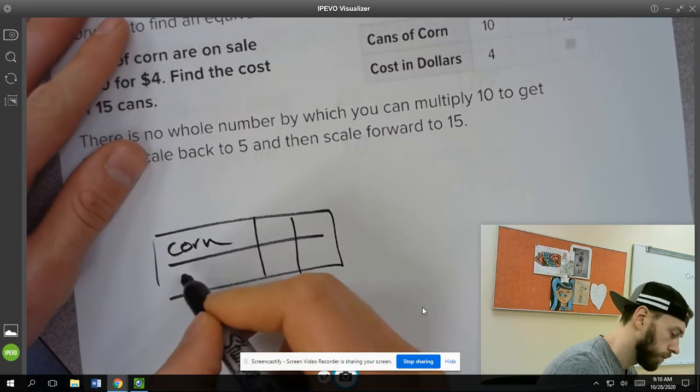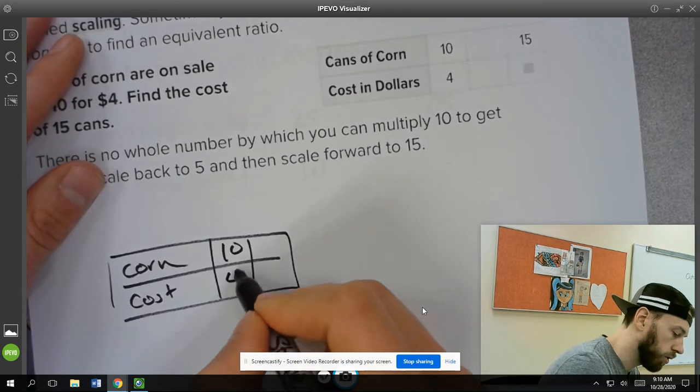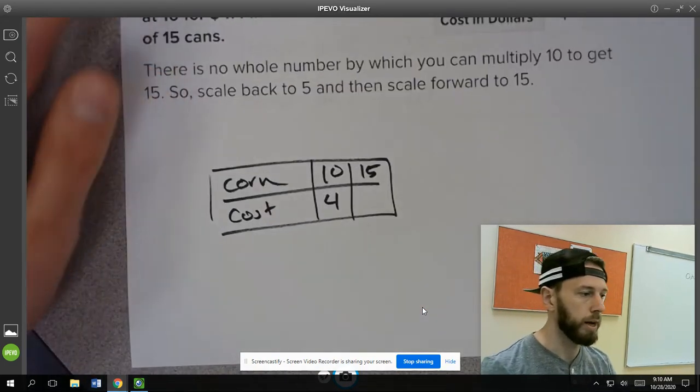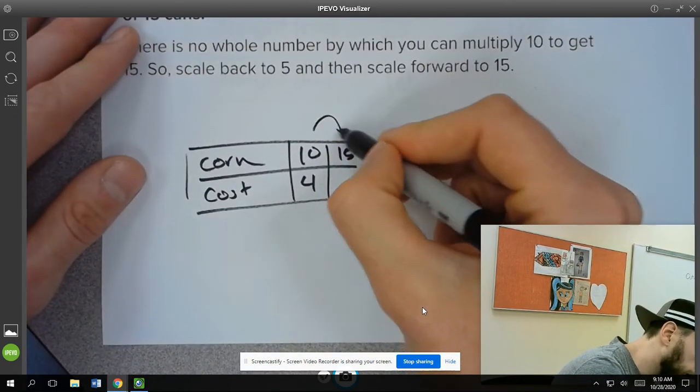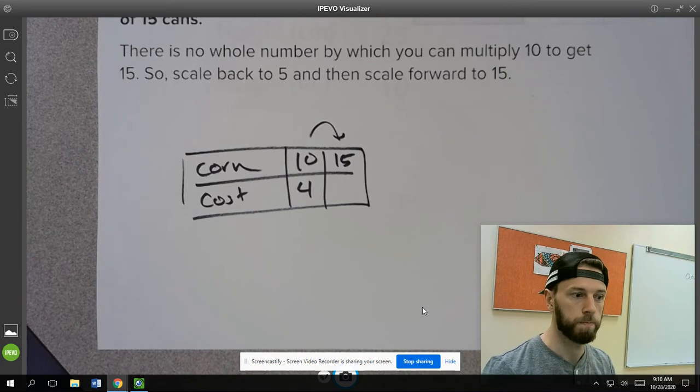Cans of corn and the cost. We would put this: 10 cans of corn for $4. Well, how much would it be for 15 cans of corn? So what we would do is try to figure out a way to get from 10 to 15, but you can only do multiplication and division.